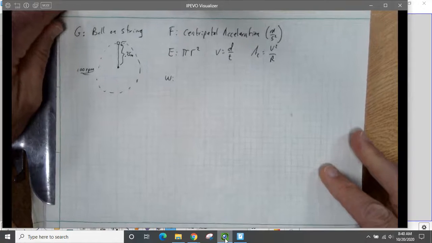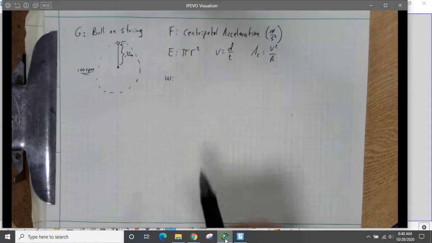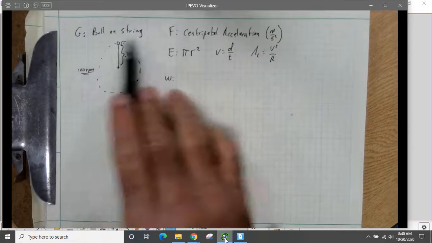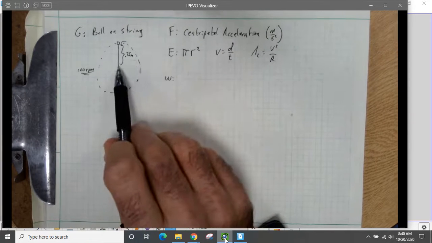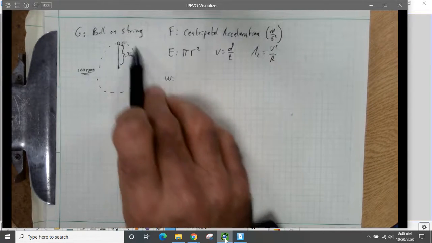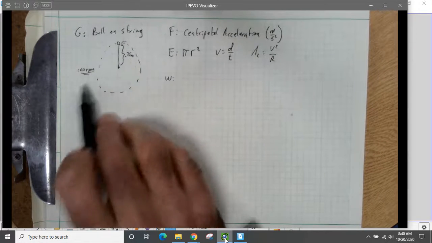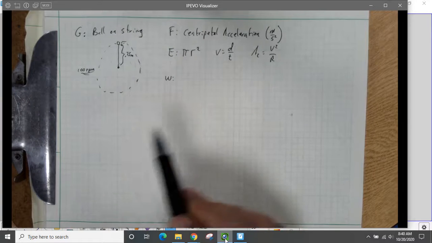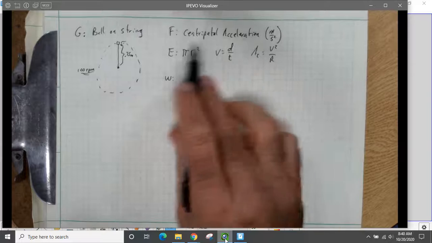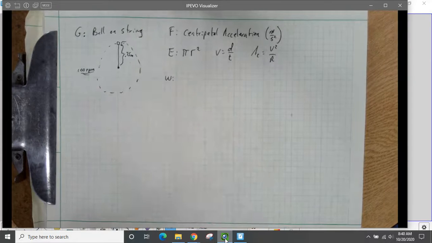Here we are. We're going to have a ball on a string. I've got a ball on a string, and I'm just going to spin it around and around in a circle. We're going to say that the string is 0.75 meters long, and that I spin the thing around 100 times per minute, 100 RPMs. What we want to figure out is the centripetal acceleration that that ball is experiencing.